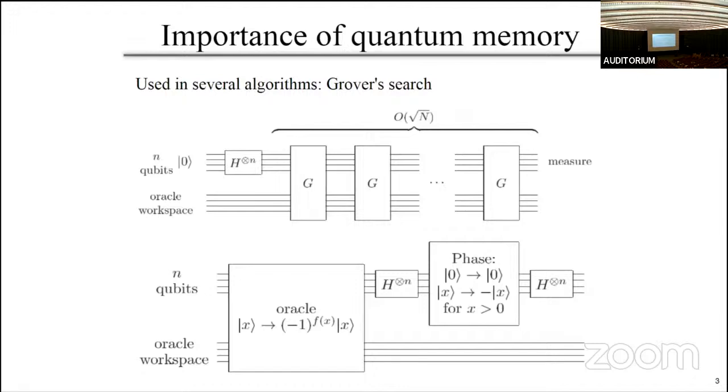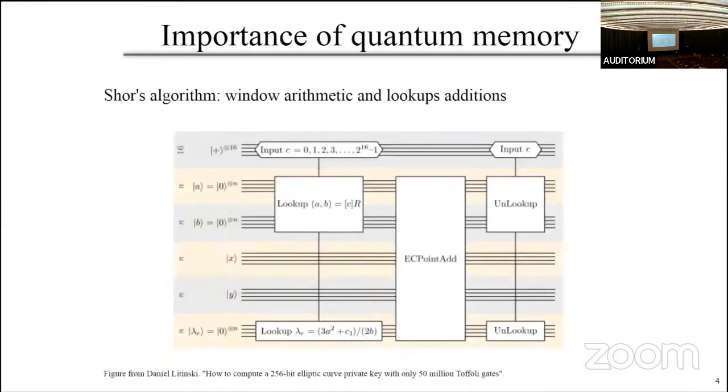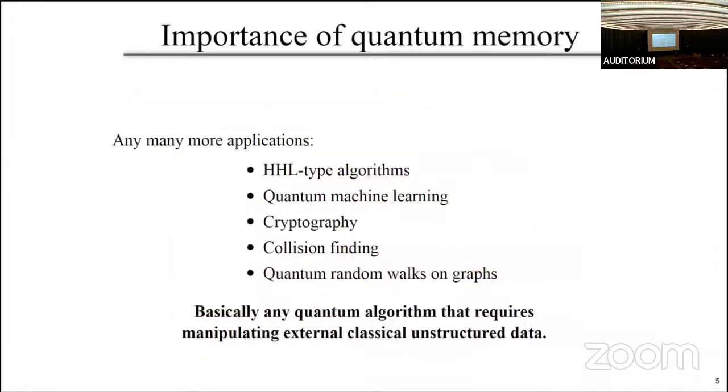So you have your Grover oracle, and you do it many times. But inside your Grover oracle, you have to do this phase oracle. Normally, if you're searching an unstructured list of size n, you have to load your memory first, and then later you can do this phase oracle. You can also use it in Shor's algorithm, using windowed arithmetic for lookup addition. This lookup part relies on a QRAM. And many other applications, HHL-type algorithms.